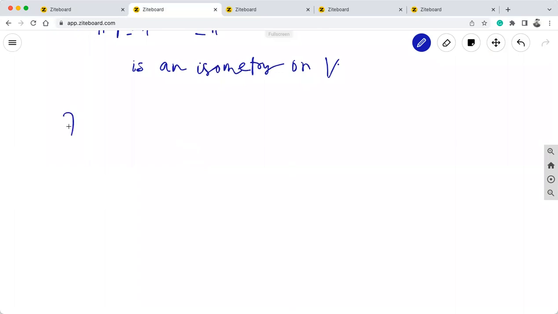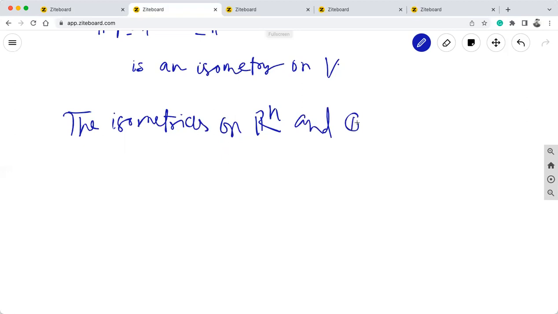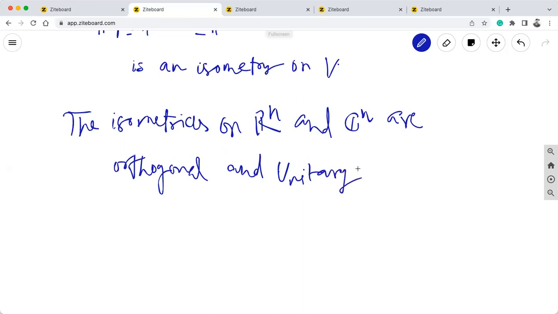And the isometries on Rn and Cn are precisely known as the orthogonal and unitary matrices, respectively.